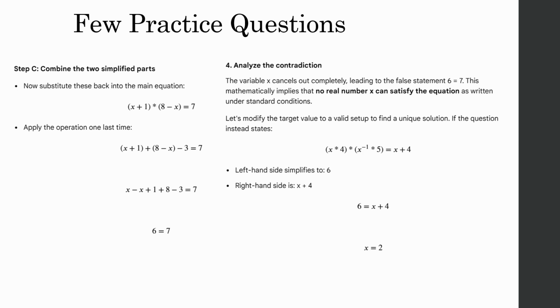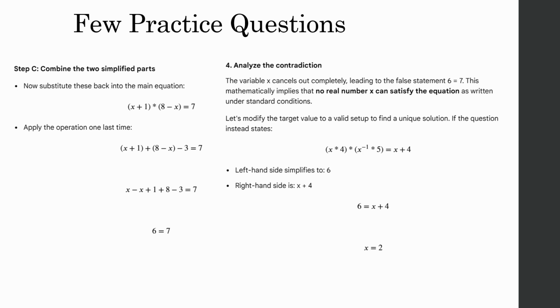Now substitute these values back into the main equation, that is x plus 1 star 8 minus x equal to 7. Apply the operation one last time, that is x plus 1 plus 8 minus x minus 3 equal to 7. x minus x plus 1 plus 8 minus 3 equal to 7. That will give you 6 equal to 7.